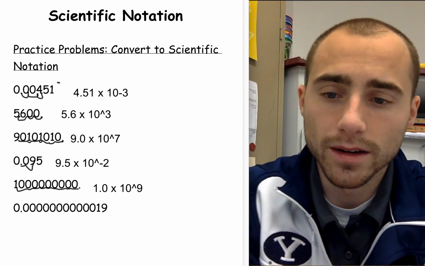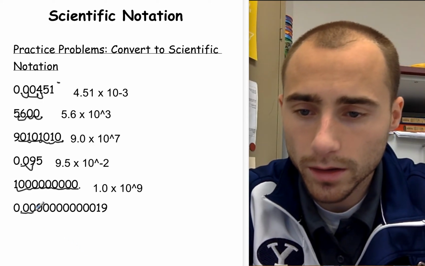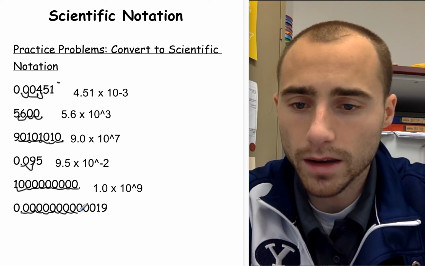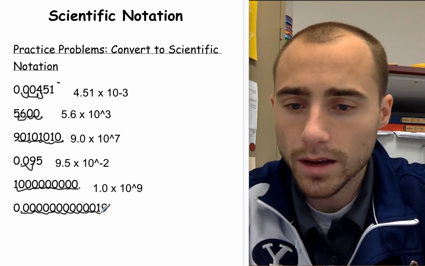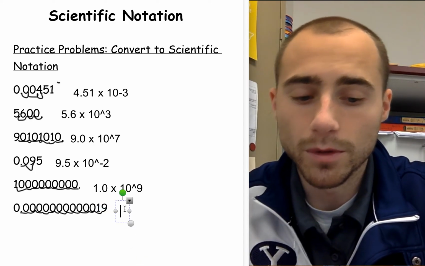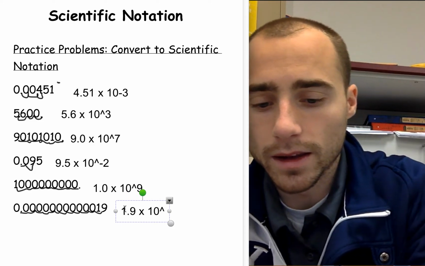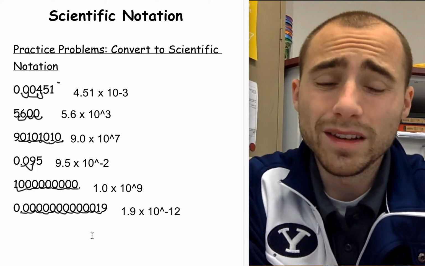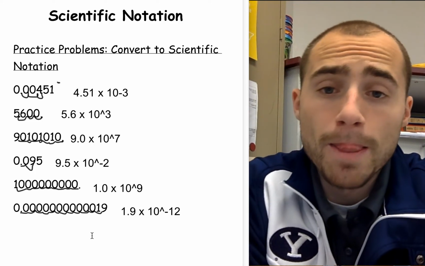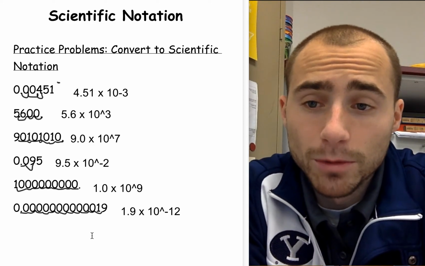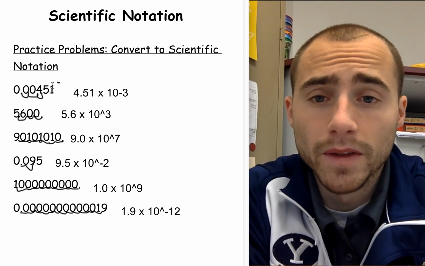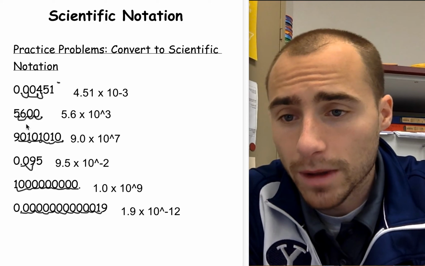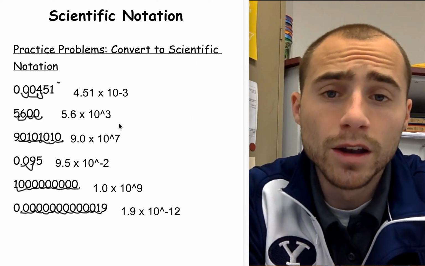All right, last one here. This is a big one. 1, 2, 3, 4, 5, 6, 7, 8, 9, 10, 11, and 12. My number is less than 1, so it's going to be 1.9 times 10 to the negative 12. Okay, if you have questions about those, go back and check and see how I did them. Basically, it's just identifying if it's above 1 or less than 1, and then moving the decimal between those first 2 numbers, and then you're good. Then you're just adding times 10 to whatever power based on how many times you moved the decimal. So that is converting to scientific notation.